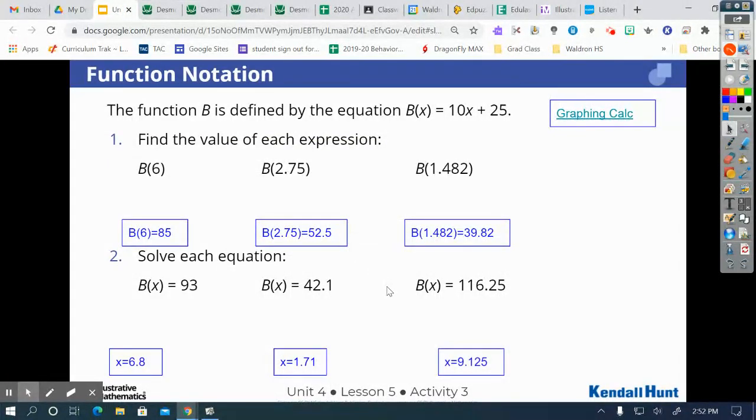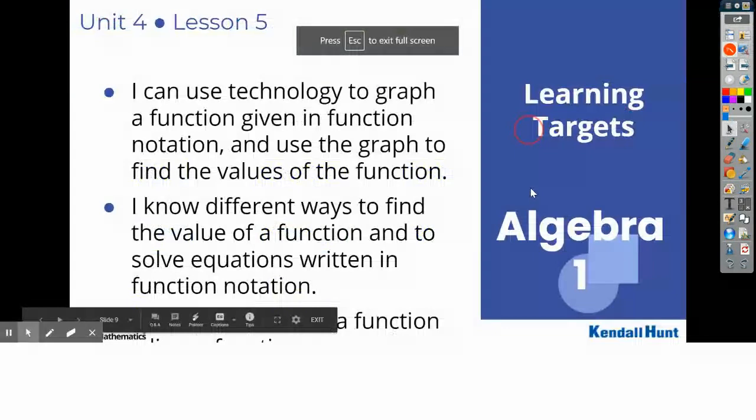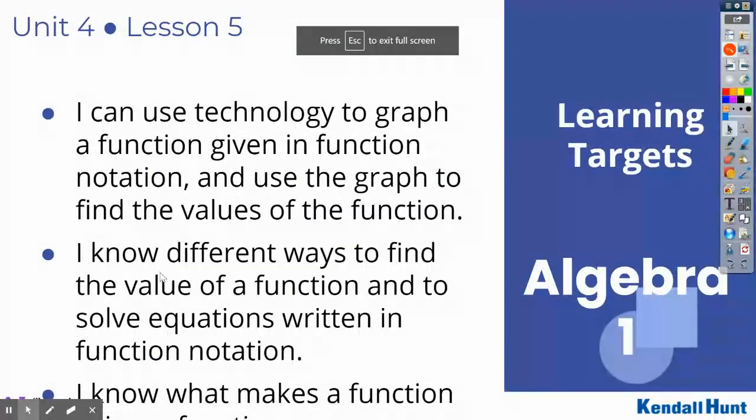So we can figure out these problems by graphing them or solving the equations, either way, as long as you understand what's going on. So hopefully this helps you. If you have any questions, you can go back and let me know if you need any help.